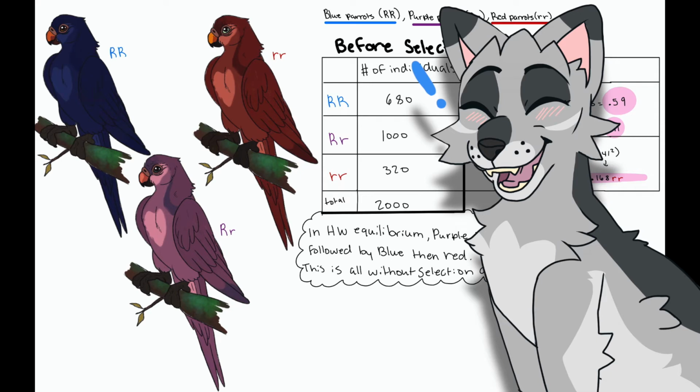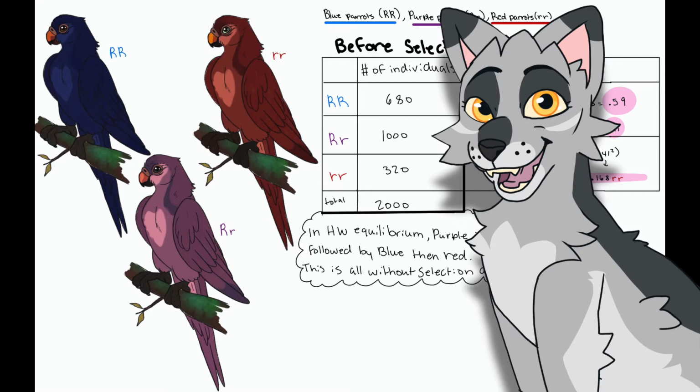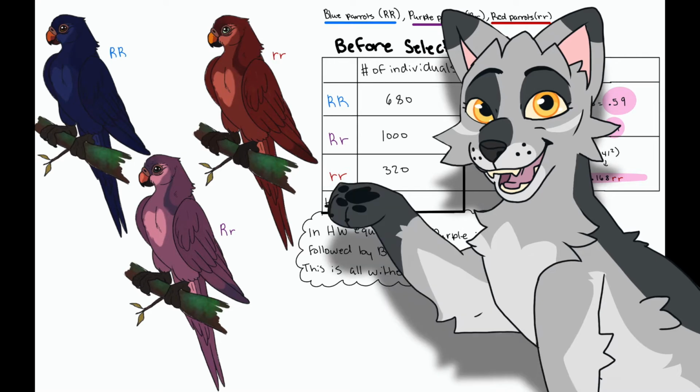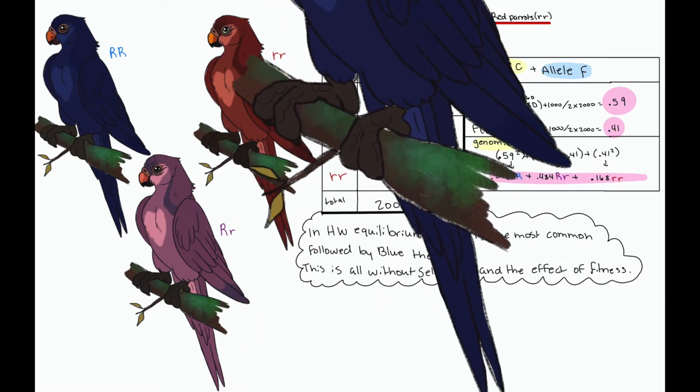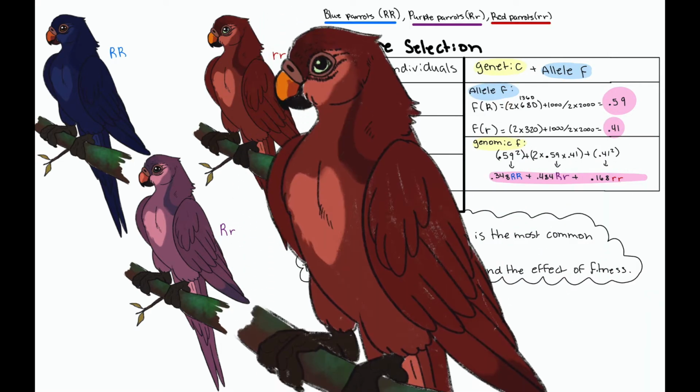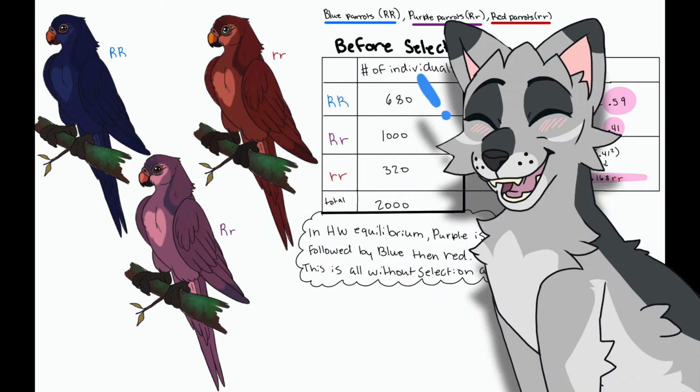Hey, welcome back. Today I'm going to be talking about the Hardy-Weinberg equilibrium and then the violation of such with selection. I'll be using a made-up parrot species that comes in three colors and expresses them through incomplete dominance. Blue is homozygous dominant, purple is the heterozygote, and red is the homozygous recessive. And I will be using R as my allele.